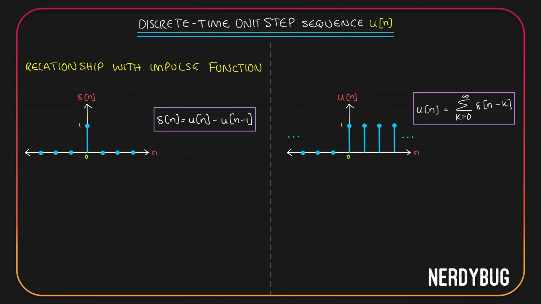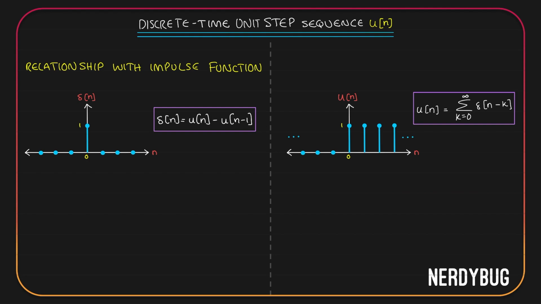Let's now find out the relationship of a discrete time unit step sequence with a discrete time impulse function. Very interestingly, delta of n can be written as u of n minus u of n minus 1. How? U of n has 1 at all these places. U of n minus 1 has 1 at all these places because it has been shifted 1 unit towards the right. So when you subtract u of n minus 1 from u of n, these will be cancelled. All of these will be cancelled. The only thing left is at n equal to 0, which means we get delta of n.